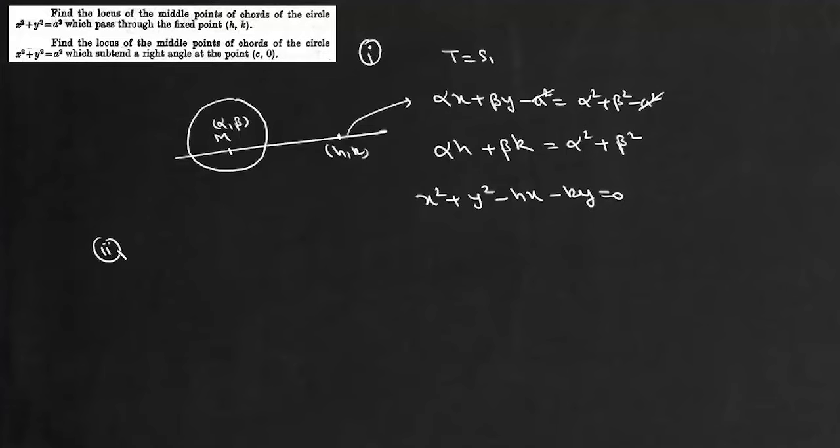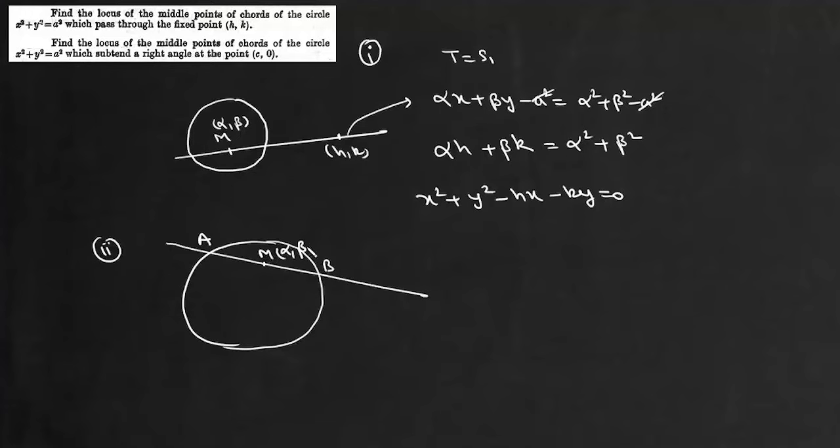Now the second question is, find the locus of the middle point of chords of the circle which subtends a right angle at the point c comma 0. So we have this circle. And then we have a chord, say AB, and we will find the locus of the midpoint of this chord. So let it be this alpha beta, and then it says this chord subtends a right angle at this point c comma 0. So we have a point, say c comma 0, and this chord subtends an angle of 90 degrees here.